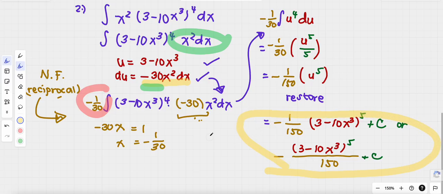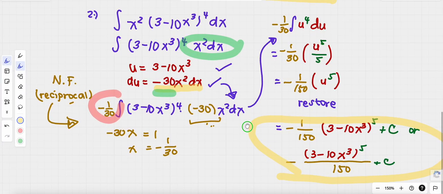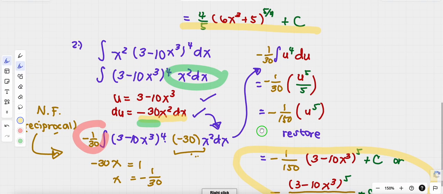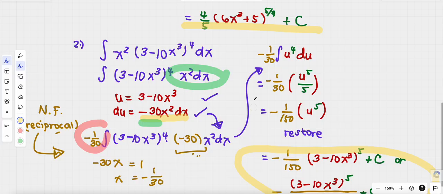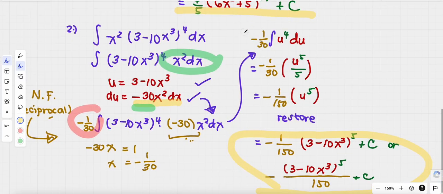Now, if we try to reassess, the whole procedure was the same as example number 1, but this time we already made use of the neutralizing factor. These are both indefinite integrals, because we don't have the limits or the boundaries yet. I hope you find the example helpful. We'll have more examples in the next video.